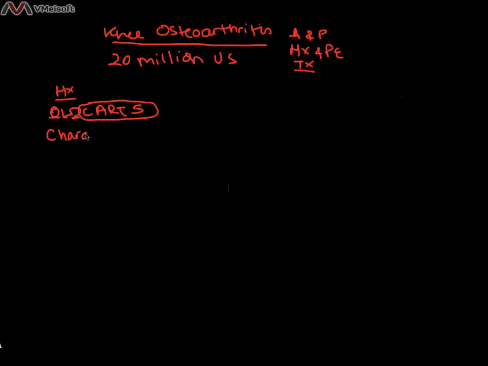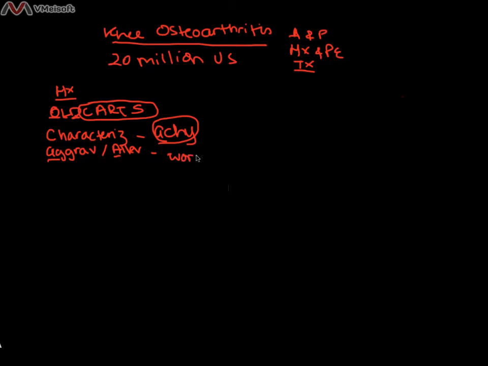CARTS, C is for characterization. And this is, how would you describe the pain? Most people with osteoarthritis describe the pain as achy, so that's a key feature. The next thing I want you to focus on is aggravation, the A, and alleviation. So what makes it better, what makes it worse? And this is extremely key because in osteoarthritis, over the day's time, the pain gets worse.